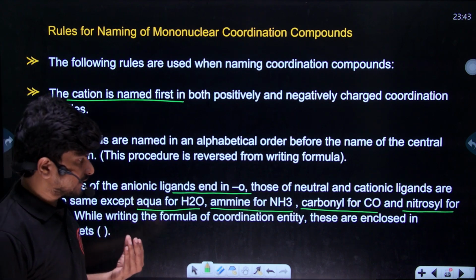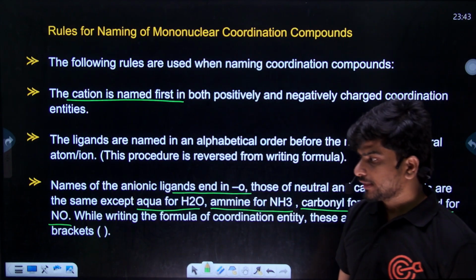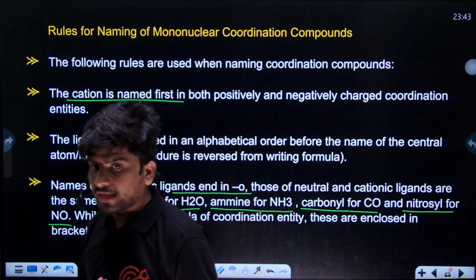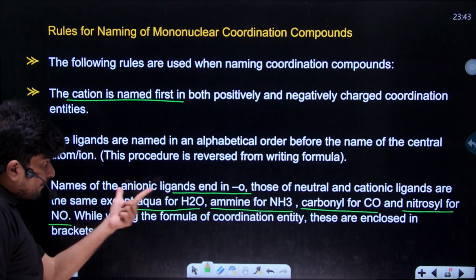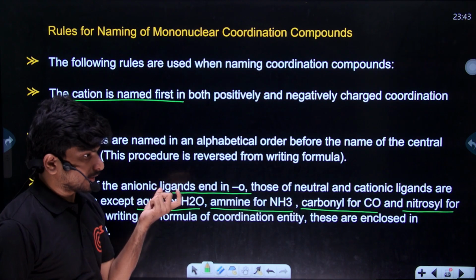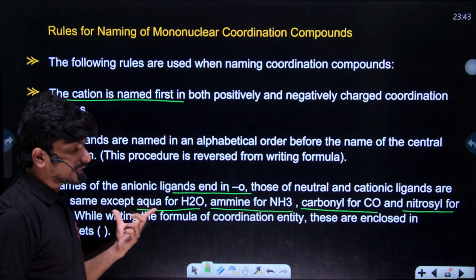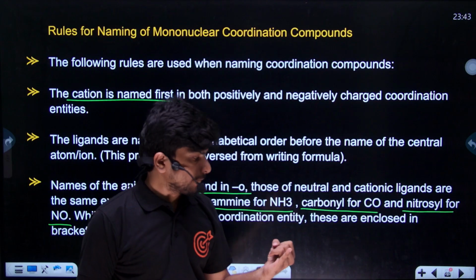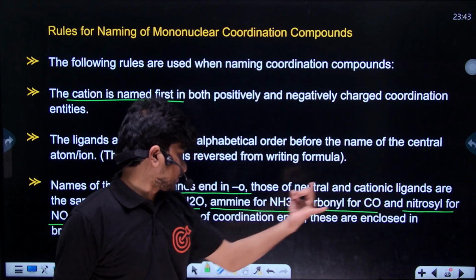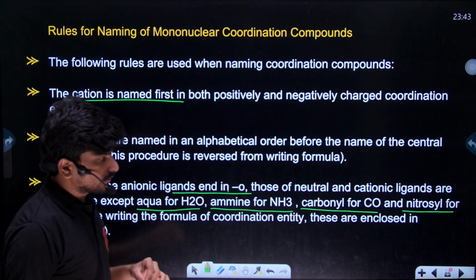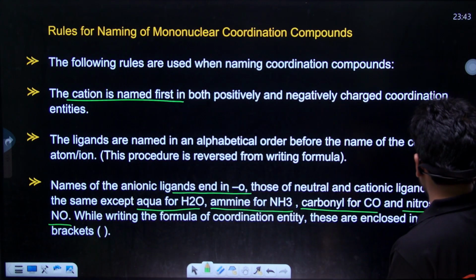Except for these, suppose if I have NO2 minus, I will be writing it as nitrito. If I take NO3 minus, nitrato. So you will be taking the name with O in the anionic part. But those with neutral and cationic ligands are the same, except for H2O, aqua; NH3, ammine; CO, carbonyl; and NO, nitrosyl. While writing the formulas, these you need to understand and they will be kept in brackets.